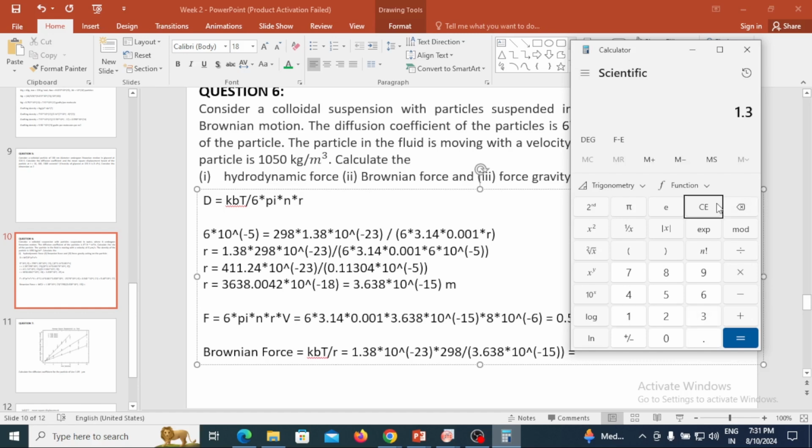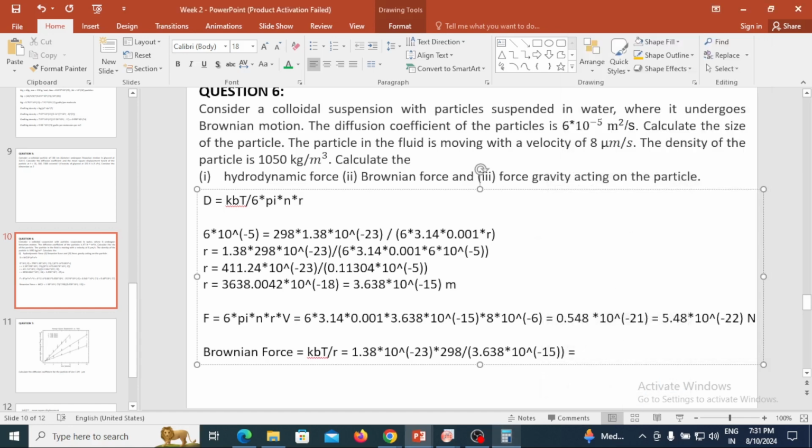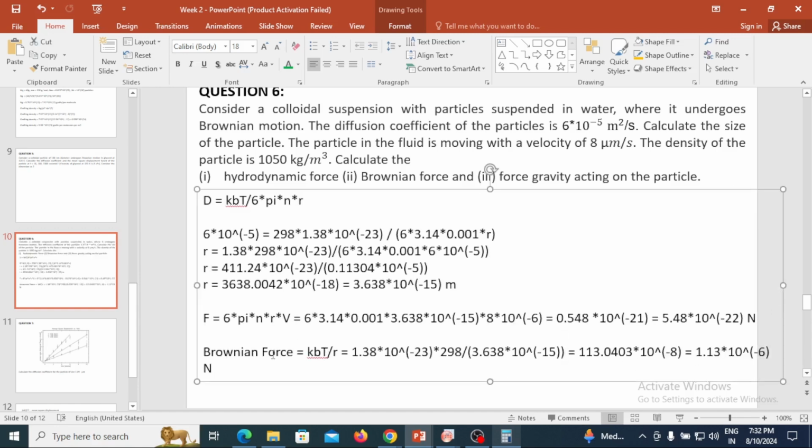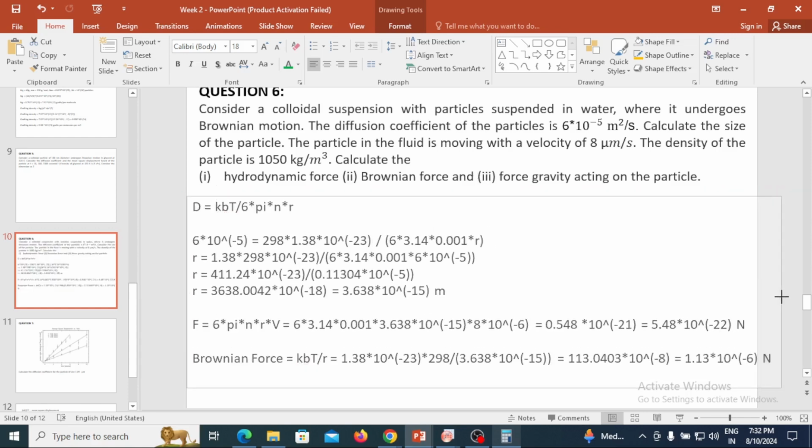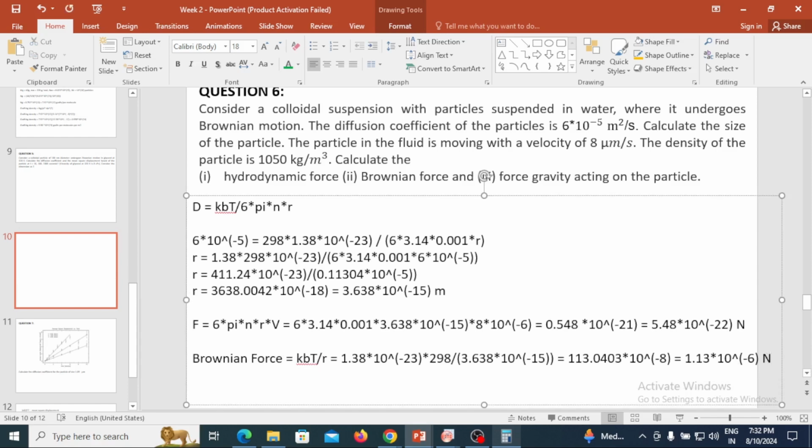1.38 times 298 divided by 3.638 is 113.0403 times 10 to the power minus 23 plus 15, so that will be minus 8, or it can be written as 1.13 times 10 to the power minus 6 newtons. This is the Brownian force, kBT by R.